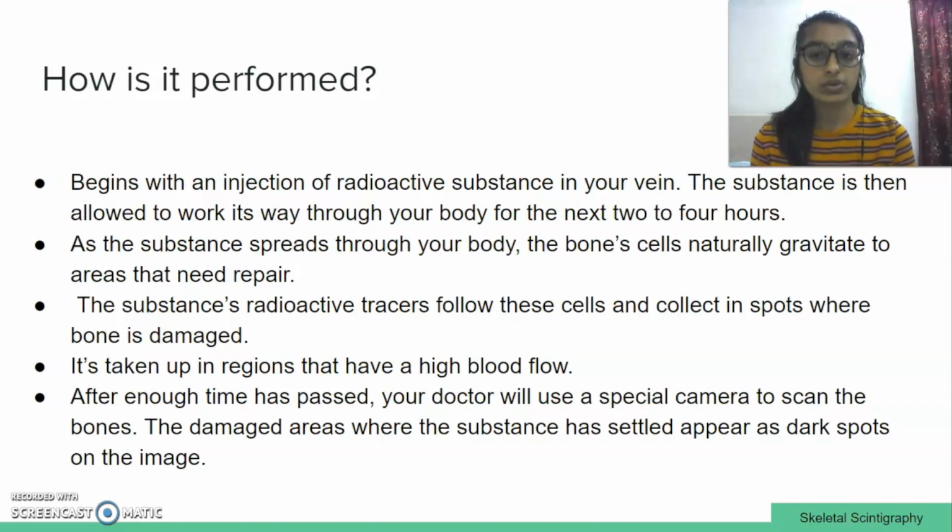The radioactive tracer follows these cells and collects in spots where the bone is damaged. It is taken up in regions that have high blood flow, and after enough time has passed, the doctor will use a special camera to scan the bones. These damaged areas where the substance has settled appear as dark spots on the image.